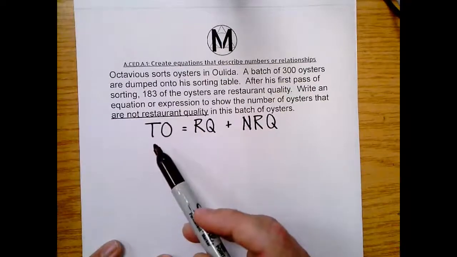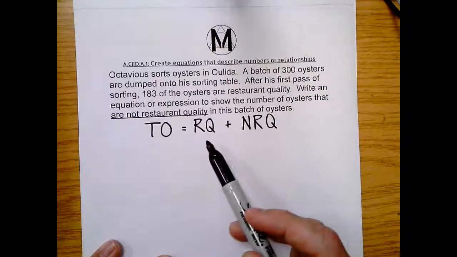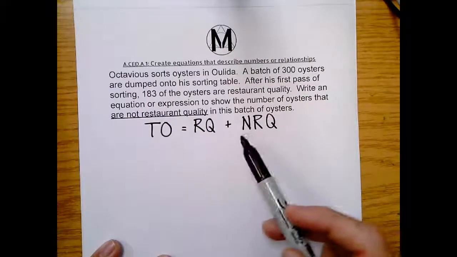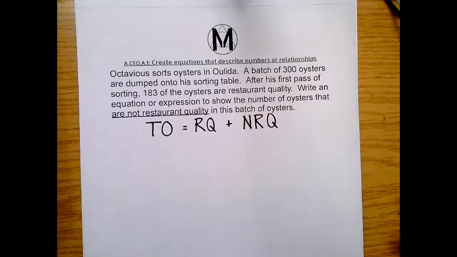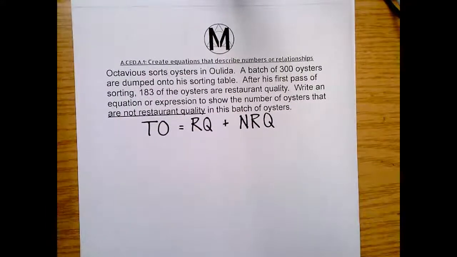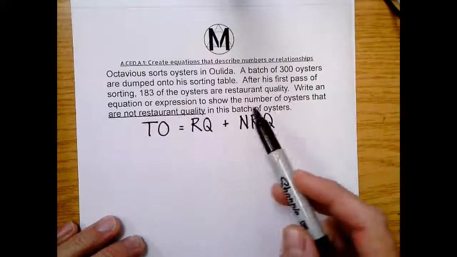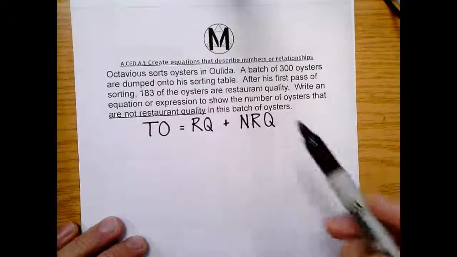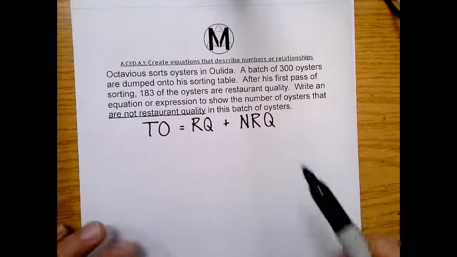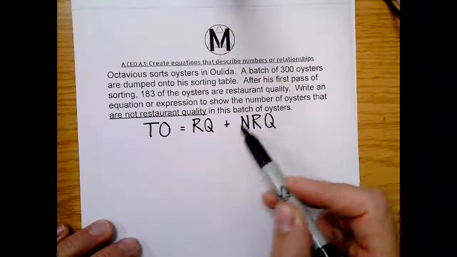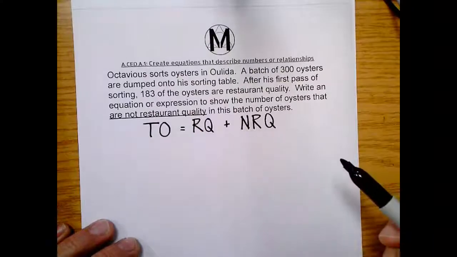Okay, and so that right there actually mathematically tells the whole story, right? My total oysters are two things: those that are restaurant quality and those that are not restaurant quality. And just by moving these pieces around, you can identify whatever you want, keep these pieces the same, and then substitute in your numbers. So for instance here, it says write an equation or expression to show the number of oysters that are not restaurant quality. Well, if we want to find out what is not restaurant quality, we can just isolate this section all by itself and then we'll have it.